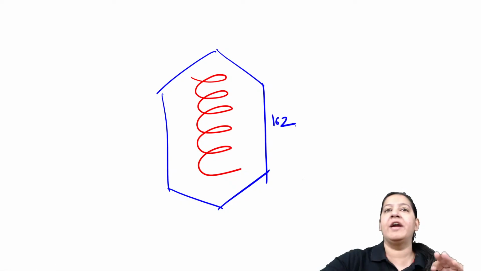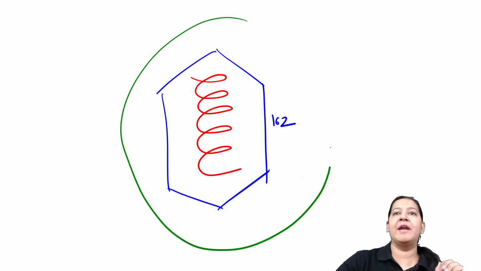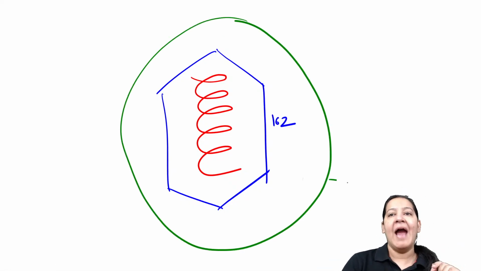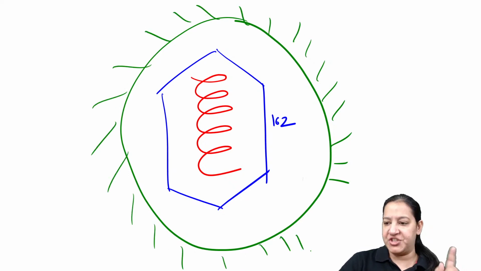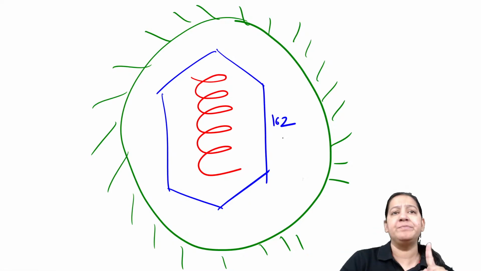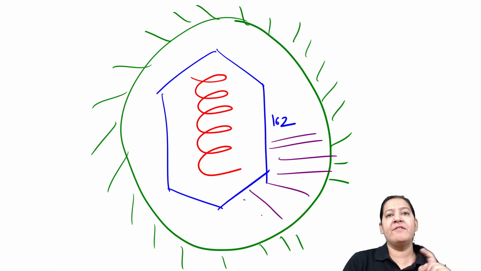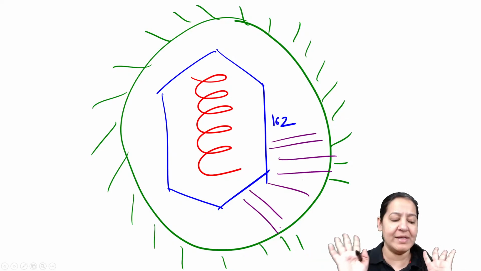And it is surrounded by an envelope which is made up of lipid. This is the envelope. And there are spike-like projections on the envelope which are made up of glycoprotein. These are glycoprotein spike-like projections. The space between the capsid and the envelope is filled with the amorphous material known as tegument.